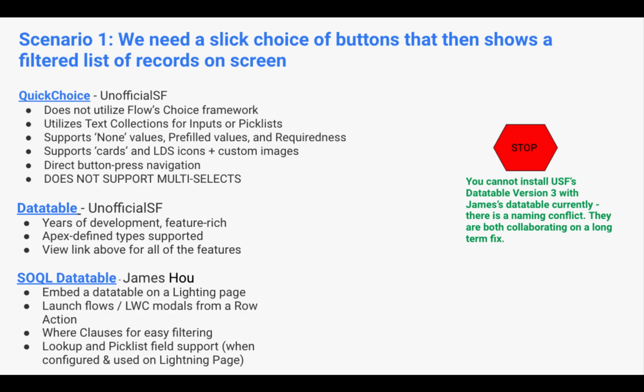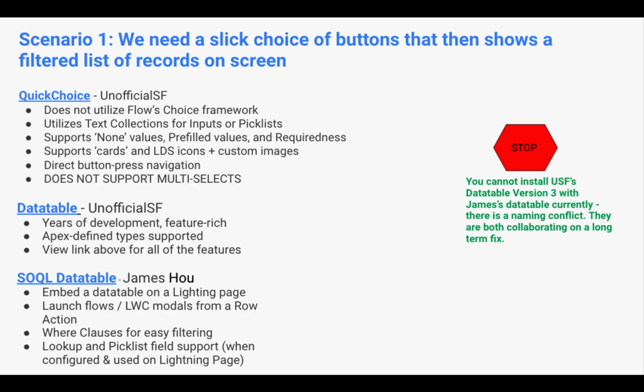And it's all controlled via custom metadata. And then, of course, the Datatable that a lot of you have seen, it's gone through years of development. It supports Apex-defined types and just way too many features to list. And then QuickChoice, of course, allows you to do direct navigation presses. So if you want to have a user press a button or a choice and then have it navigate to a different screen, you can do that. You can show custom images in your choices.